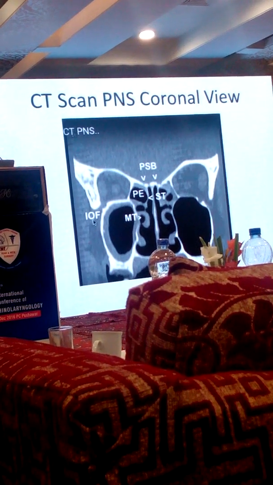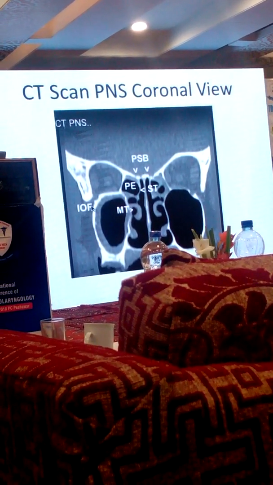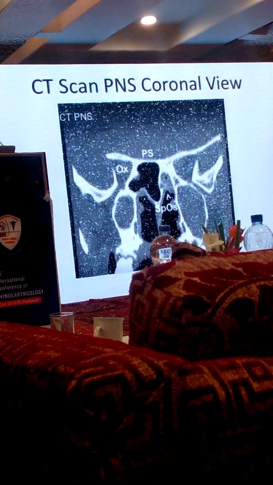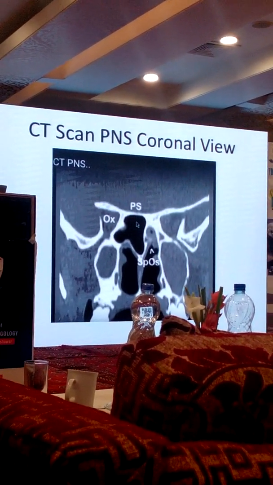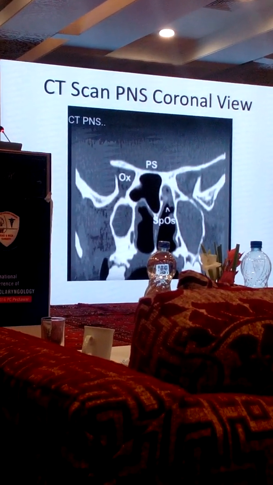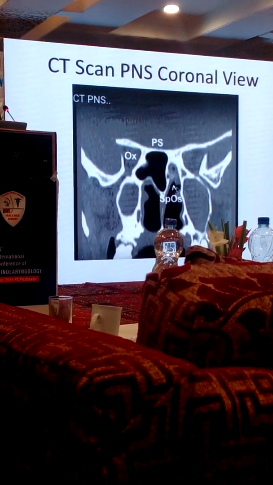Here we can see the inferior orbital fissure. Very important landmark, especially when we are dealing with nasopharyngeal angiofibroma. Okay. Further posterior, this is the sphenoid sinus. We have to identify the sphenoid sinus, its extensions and its relations. This is OX, meaning orbital apex, planum sphenoidale.